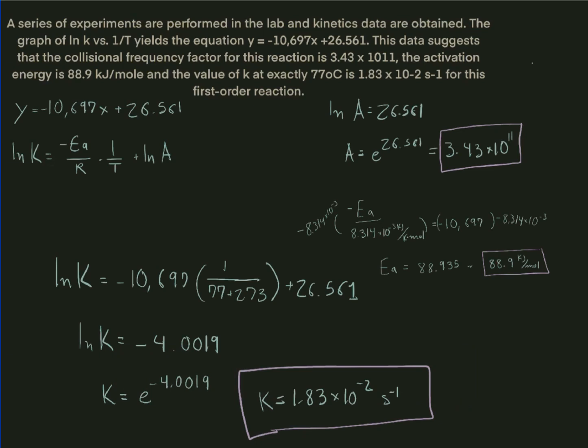We have A, the factor, which is unitless. It is the collisional frequency factor. We have EA, which is activation energy, which is going to be in kilojoules per mole, which again, we wanted to get into kilojoules when we were doing it. And then we have ln of K, which is the rate constant for the reaction, which in this case, when you cancel out all the units, is 1 over seconds.